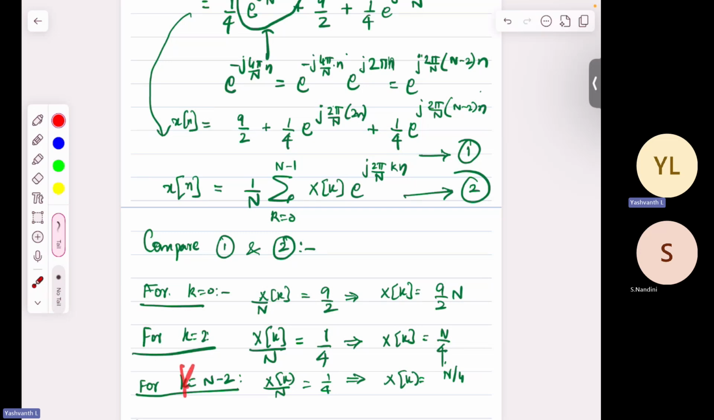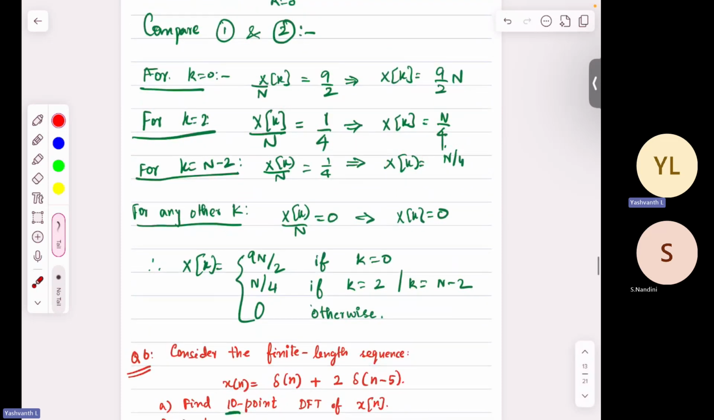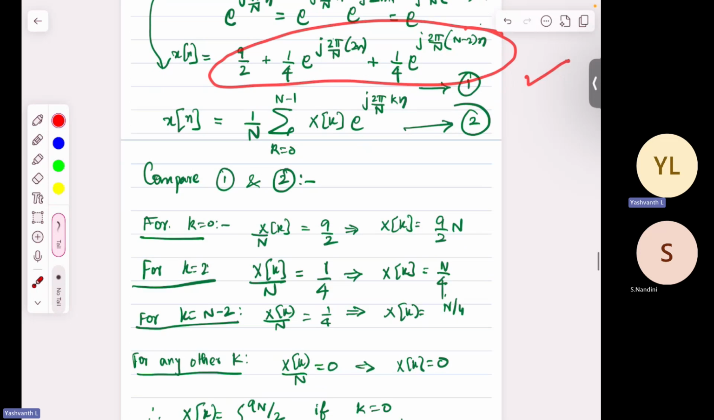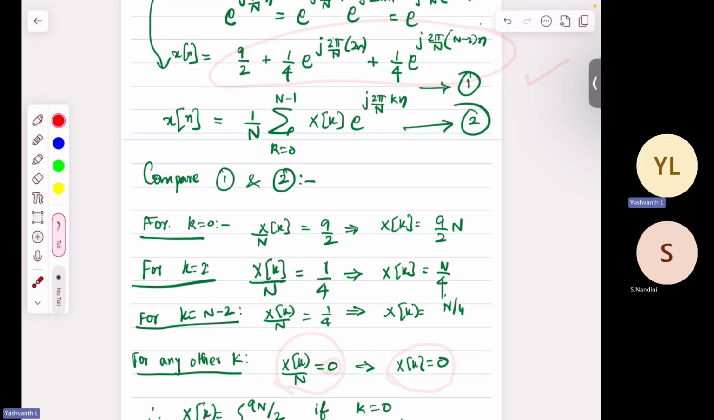Similarly, when capital K is equal to N minus 2, you can show that X of k by N is equal to 1 by 4, because that is from the third term of equation 1. So you have X of k equal to N by 4 again. In fact, you don't have any other complex exponential in the first equation. Therefore, for any other k, X of k by N is equal to 0, and X of k is also equal to 0.